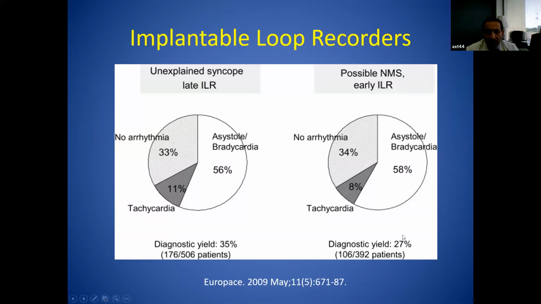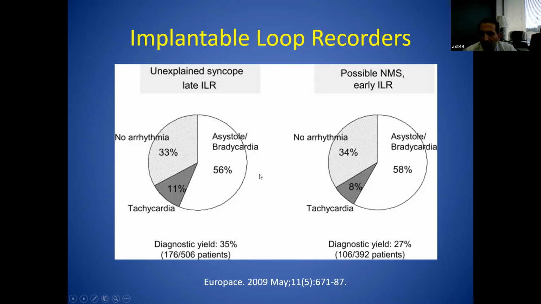This study looked at whether or not you should wait to put a loop recorder in. And as you can see, the two pie graphs look just about the same, right? So whether you go straight to a loop recorder after the first episode of syncope, or wait and have an extensive workup, echo, stress test, maybe a full neurologic exam, maybe a head CT, and if you don't find anything, then go to a loop recorder, there's not that much difference. The diagnostic yield, if you use a loop recorder early, is just a little bit lower than if you do the extensive workup, but they're very similar, 27% versus 35%.